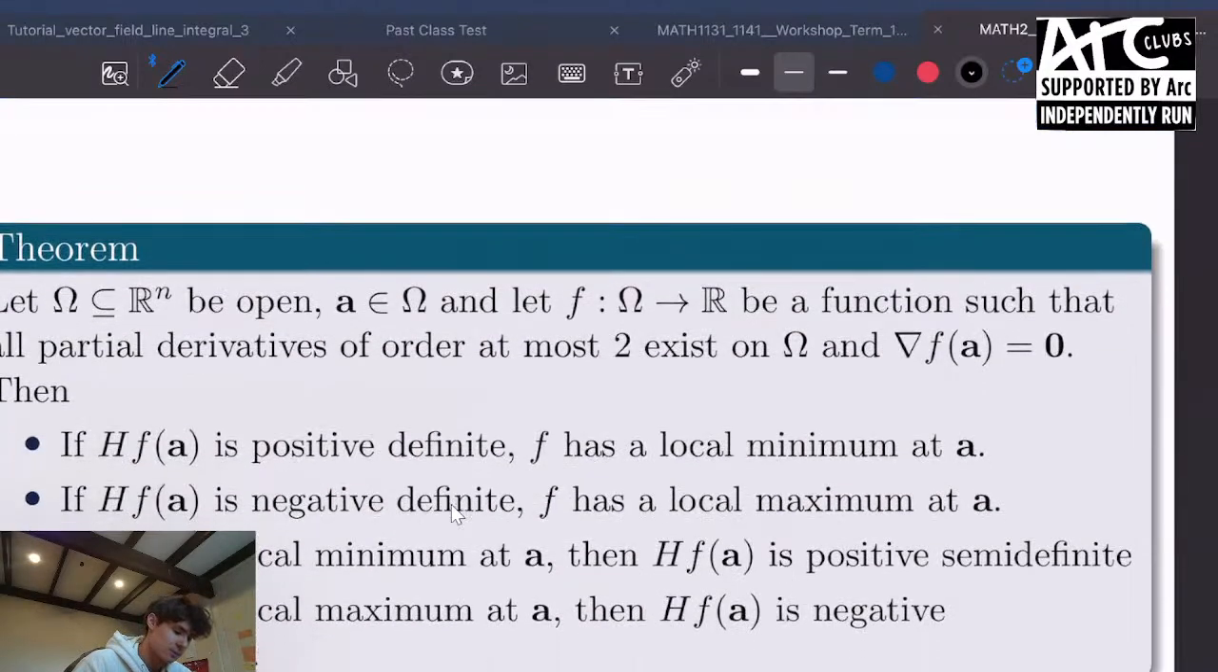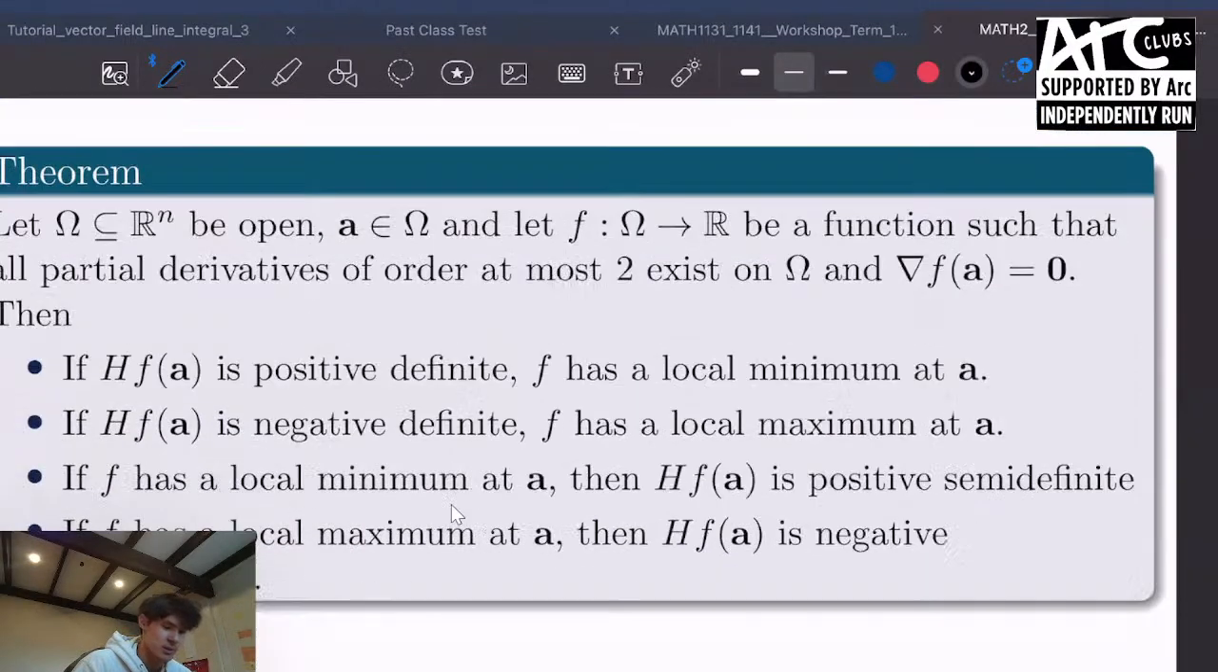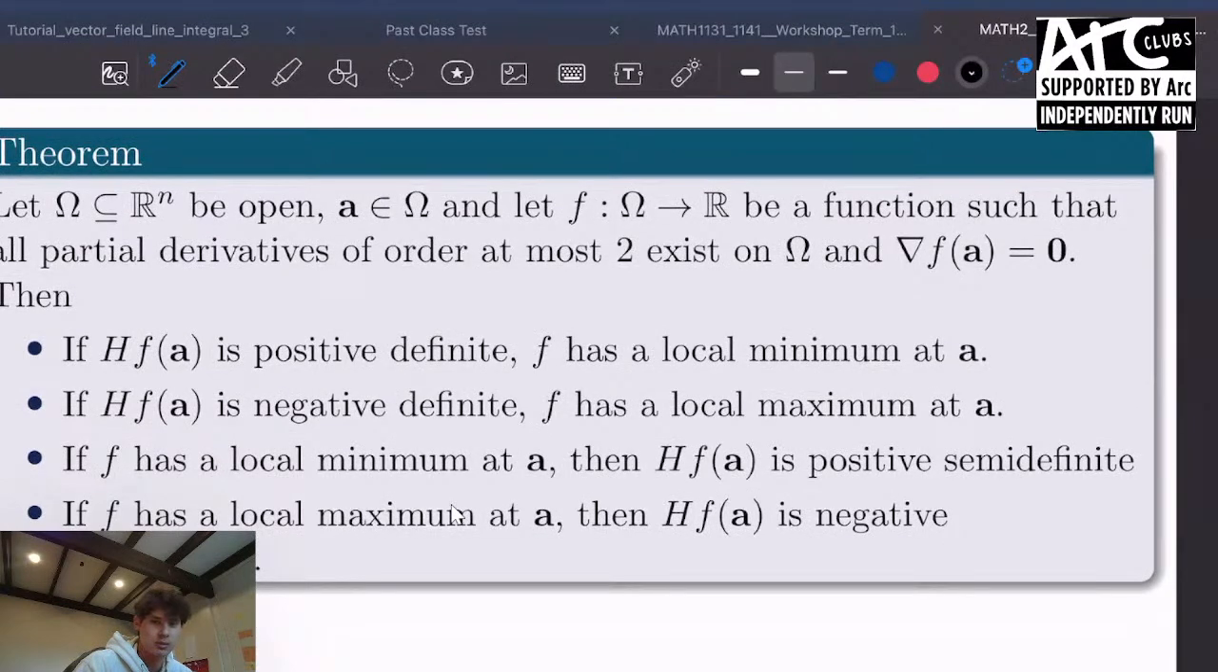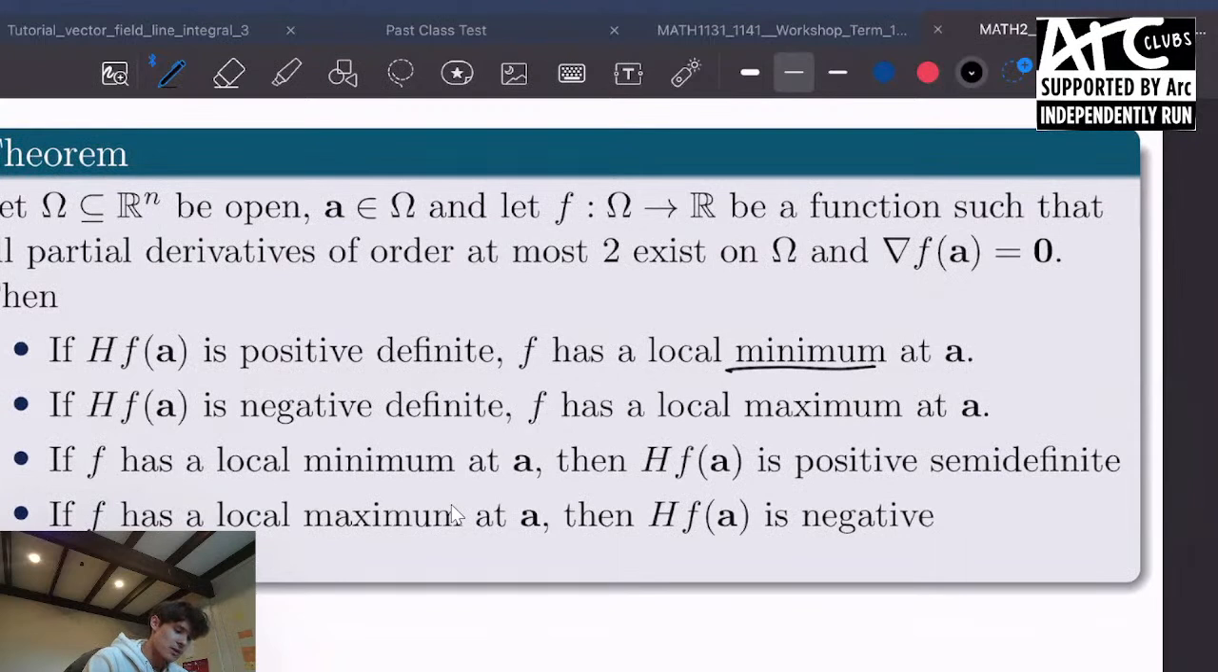The reason why we look at that is because it helps us classify our stationary points. Given stationary points, we can classify them as local max or local min by looking at the Hessian matrix. That's why we introduce it. When the Hessian matrix is positive definite, that means we're working with a local min. If it's negative definite, then we're looking at a local max.